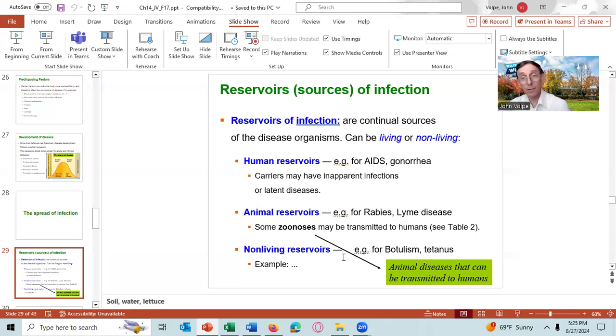And then there can be non-living reservoirs of disease. For example, botulism and tetanus are normally coming from a non-living reservoir. And this can be from soil, like tetanus, stepping on a nail. Botulism would be eating canned food, and it's been packed, and so they consider it non-living. But water and lettuce are two examples of non-living reservoirs. The lettuce has been picked, and technically it's still alive because we don't eat it when the cells are dead. That would be wilted lettuce or something like that. But they call it non-living because they picked the lettuce.